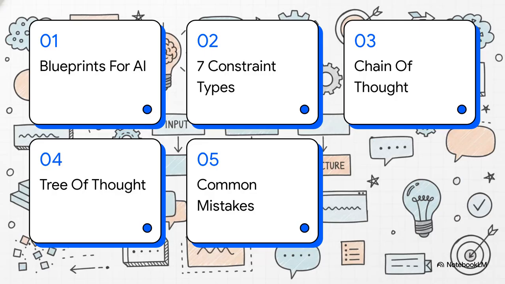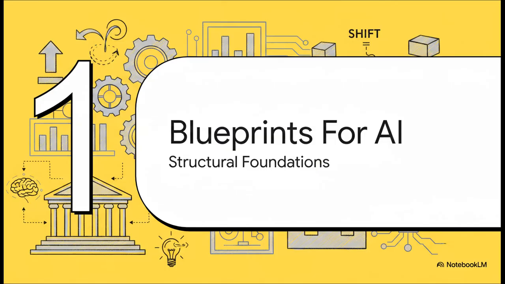Constraints. Okay, let's dive right into this. Here is our roadmap for the explainer today. 1. Blueprints for AI. 2. The 7 constraint types. 3. Chain of thought. 4. Tree of thought. And finally, 5. Common prompting mistakes. Section 1. Blueprints for AI.